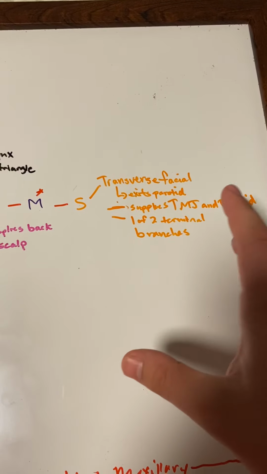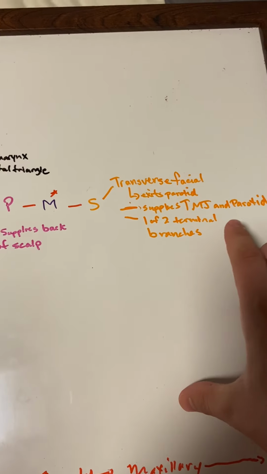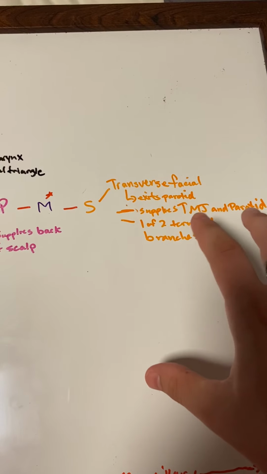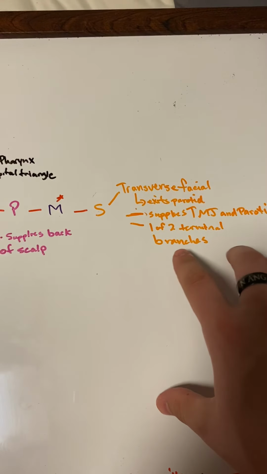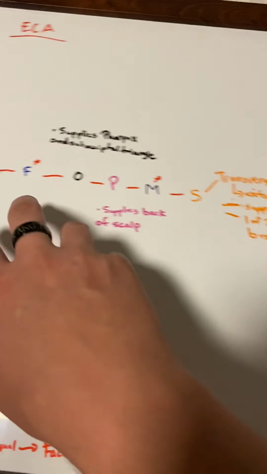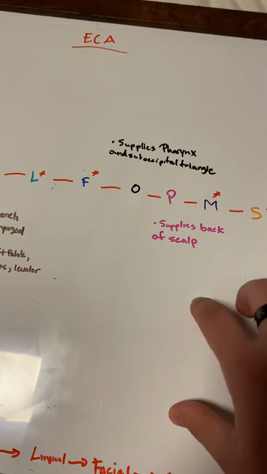It also supplies the TMJ, and that would make sense because it's right next to your TMJ. Your parotid gland and your TMJ are right next to each other. And like I said, it's one of the two terminal branches. So now I'll probably do lingual and facial in one video, and then we'll tackle the maxillary.